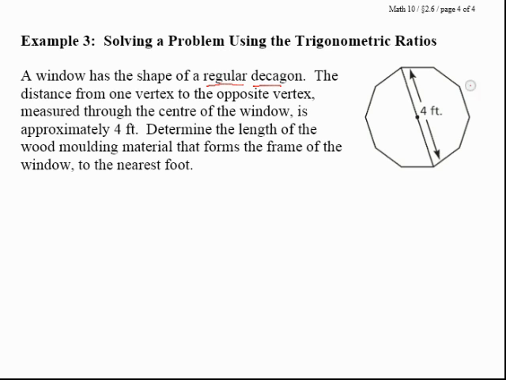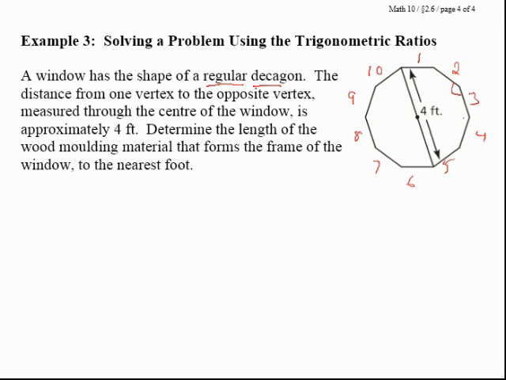So each of the 10 sides, let's count them, 1, 2, 3, 4, 5, 6, 7, 8, 9, 10. Each of the sides is the same length, and all of the angles between them are all the same. So we have some symmetry going on for us here. The distance from one vertex to the opposite vertex measured through the center of the window is approximately 4 feet. Determine the length of the wood molding material that forms the frame of the window to the nearest foot.